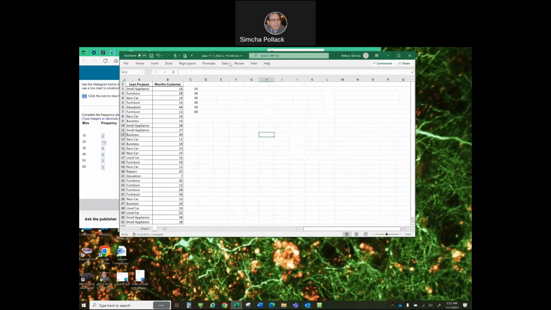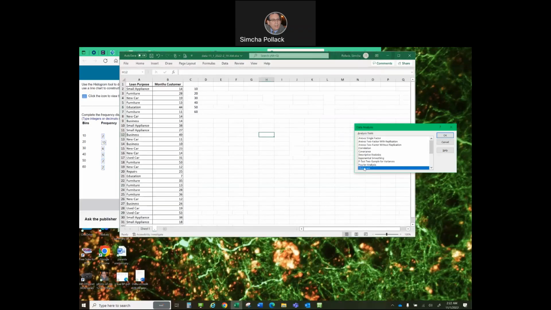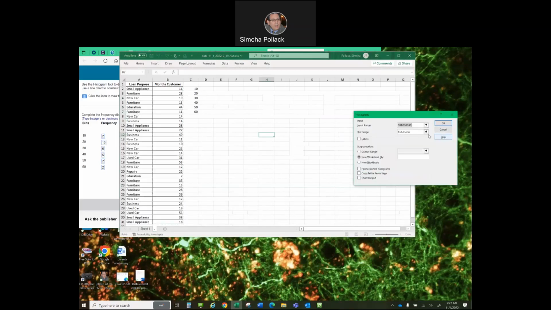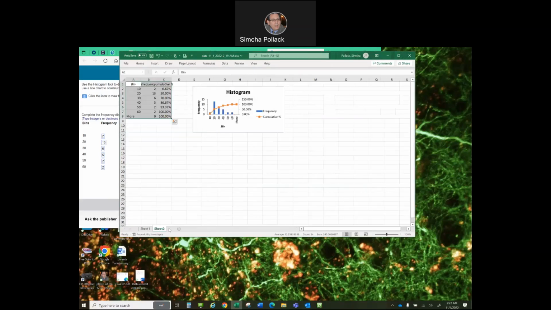Let's try it again. Data, data analysis, histogram. What we also want is a cumulative percentage and maybe a chart, so we should have checked these boxes. Now it's going to open up probably in sheet 2. So we have the frequency, and we have the cumulative frequency, which we'll need eventually, but we also want the percentage frequency.